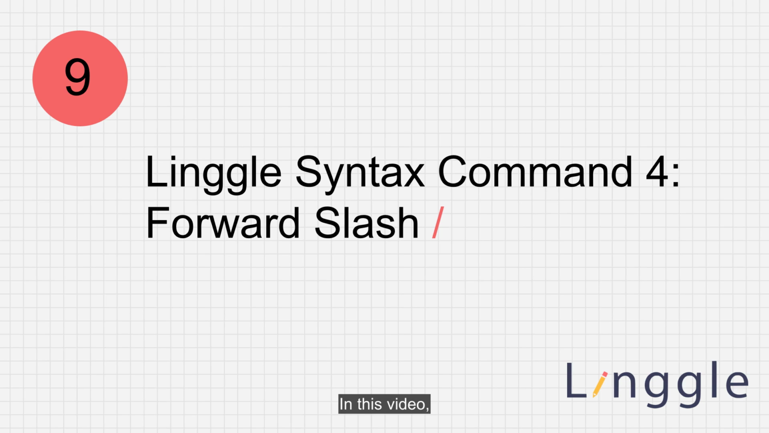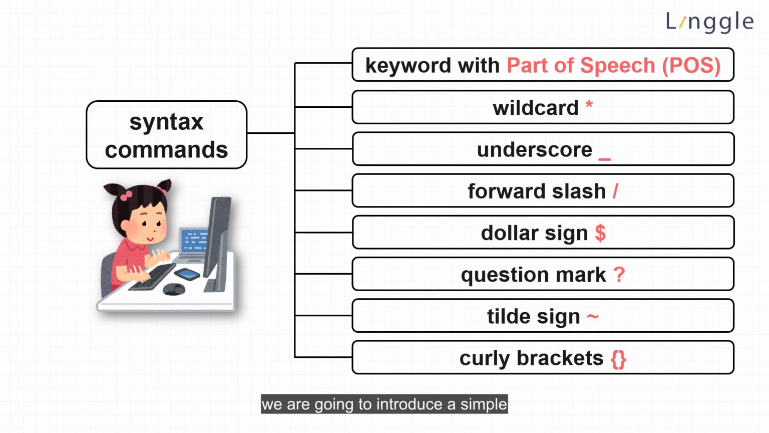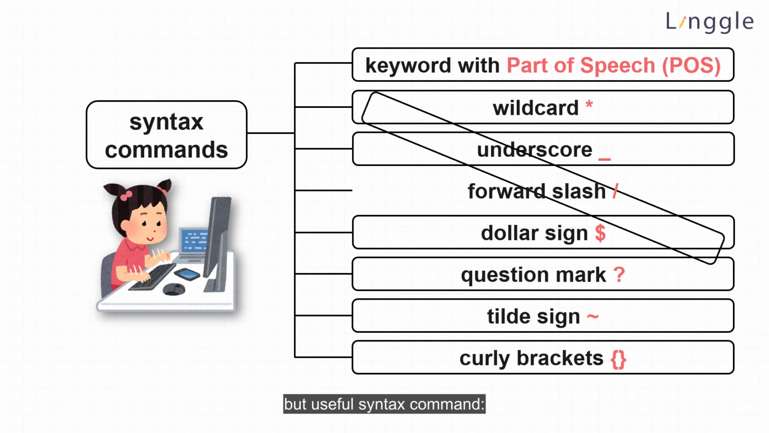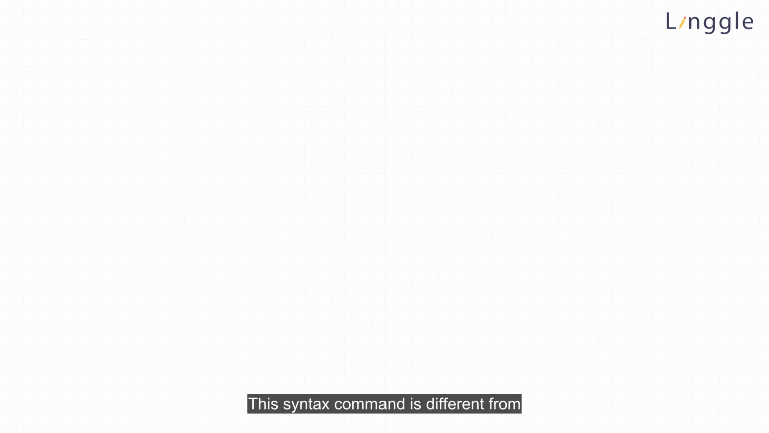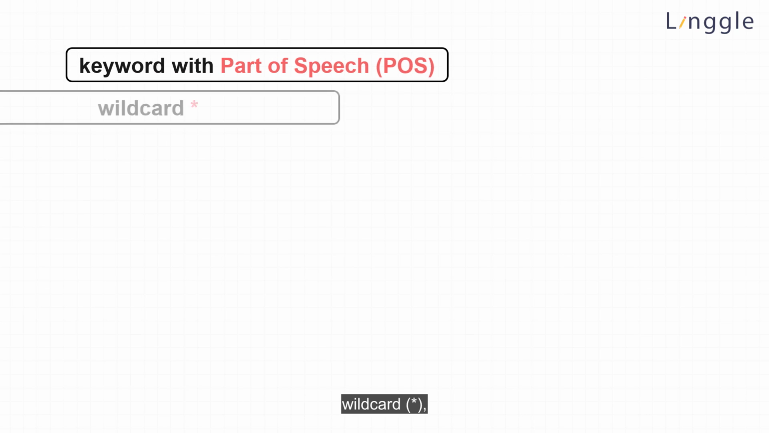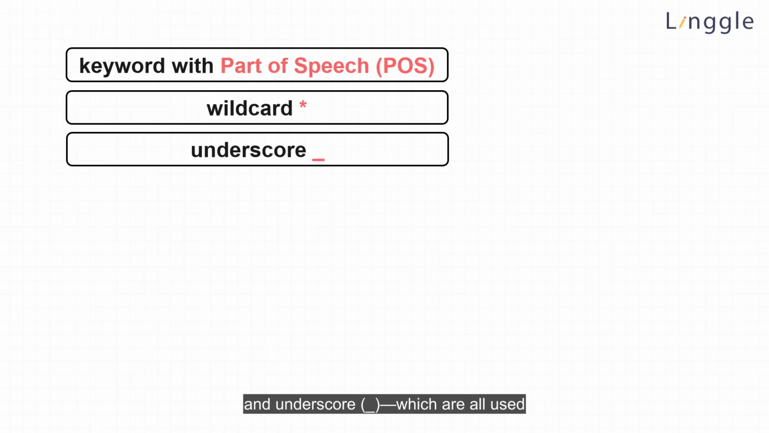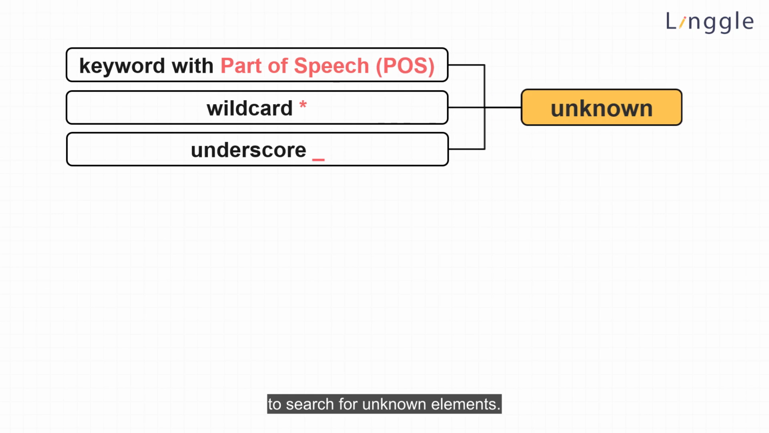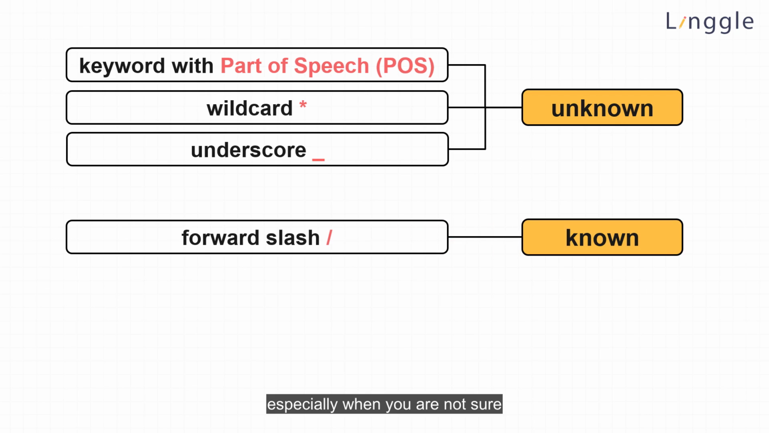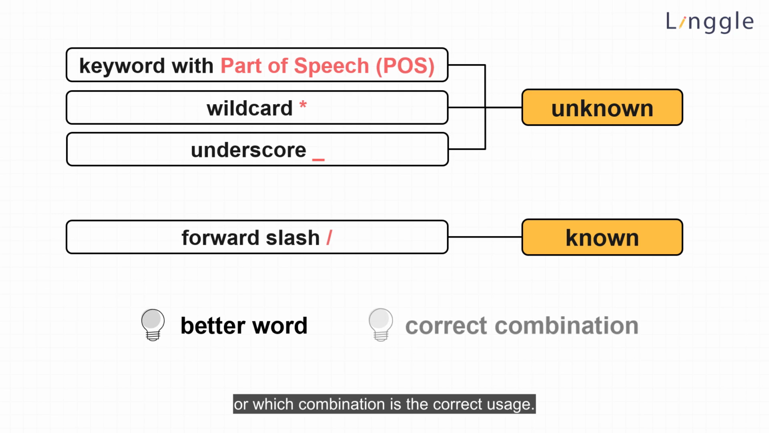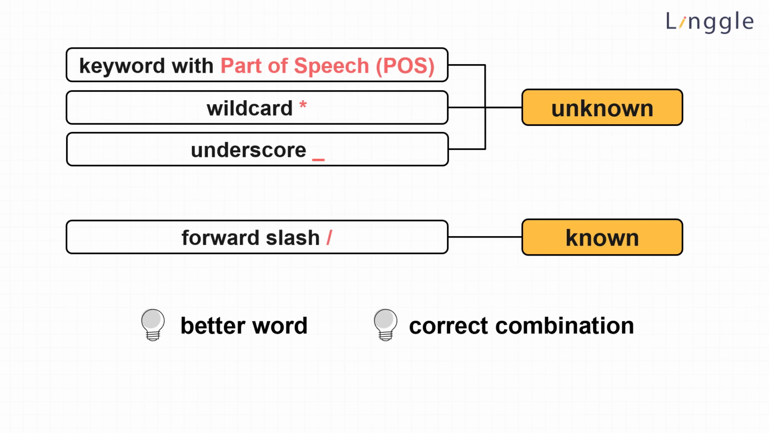In this video, we are going to introduce a simple but useful syntax command, /. This syntax command is different from the previous ones, keyword plus part of speech, wildcard, and underscore, which are all used to search for unknown elements. The /, however, is used specifically for known elements, especially when you are not sure which word is better or which combination is the correct usage.